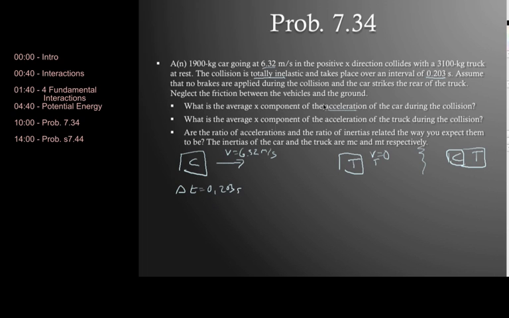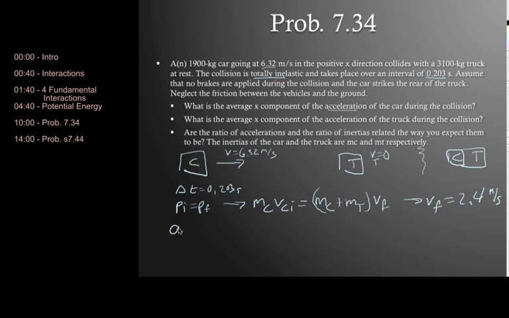So what I need to get acceleration is I need to know how this velocity changes. So I've got to do a collision problem. It tells me I can start with momentum conservation. And so here we have m_c v_ci is going to be (m_c plus m_t) v final. And I can solve for this v final, and I'm going to get 2.4 meters per second.